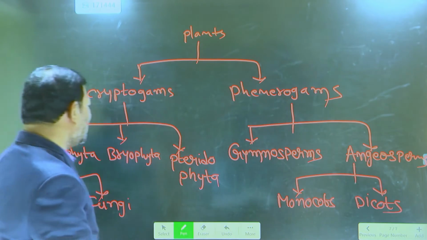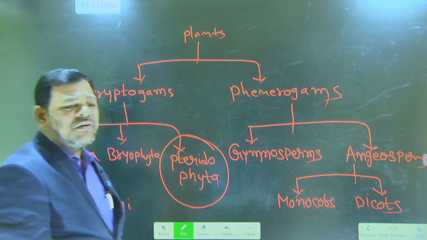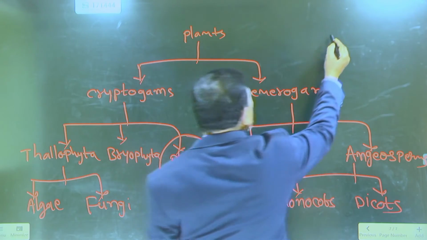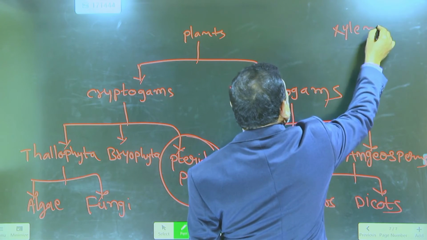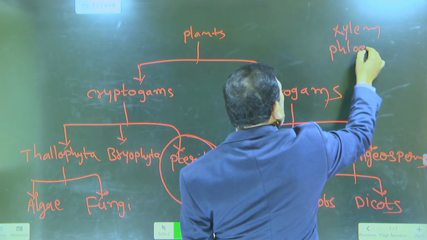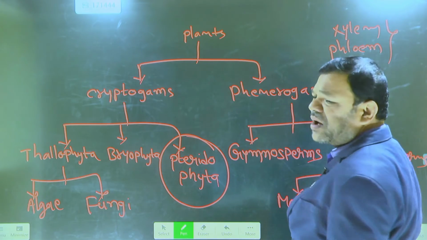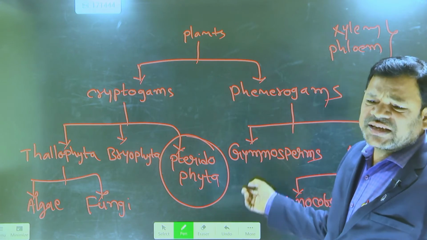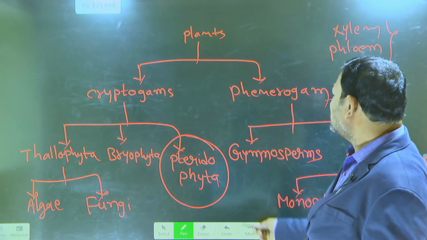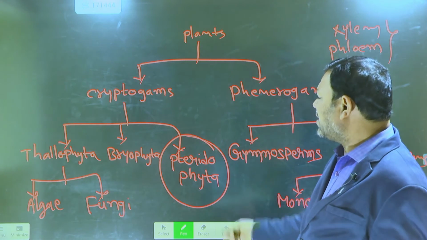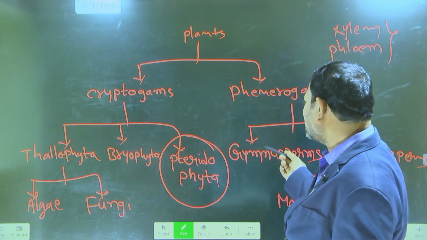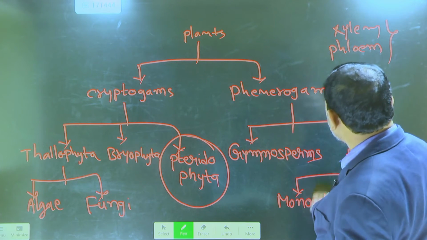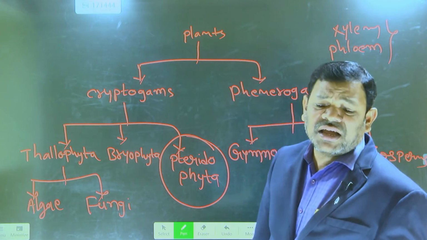Okay. Actually, from pteridophyta onwards, we can see vascular tissues. Vascular tissues are nothing but xylem and phloem. These xylem and phloem are also called vascular tissues or complex tissues. We can see them from the pteridophyta onward. Xylem and phloem are present in the pteridophyta, and also in the gymnosperms and in the angiosperms. So the group where xylem and phloem are present is called tracheophyta.